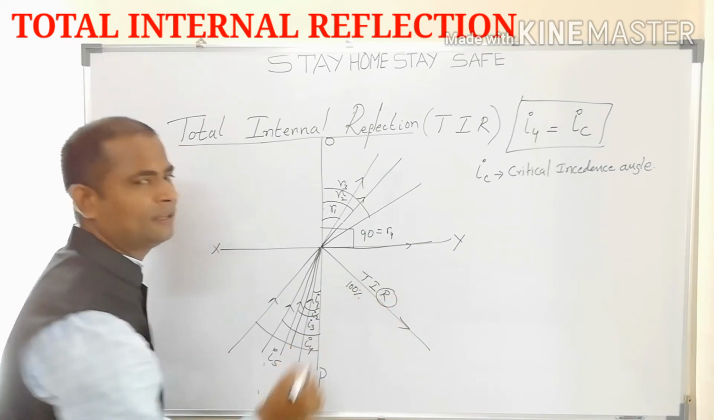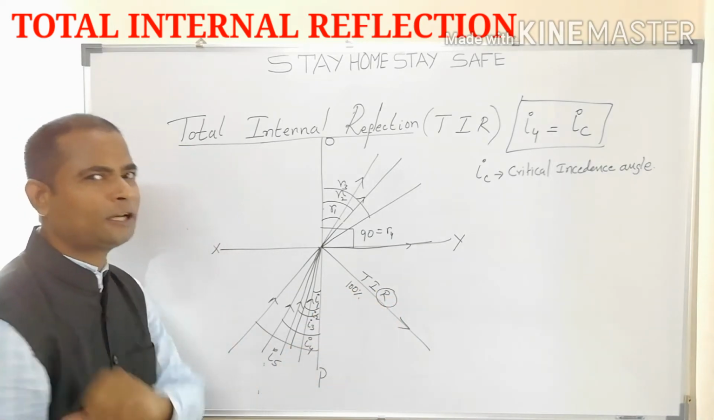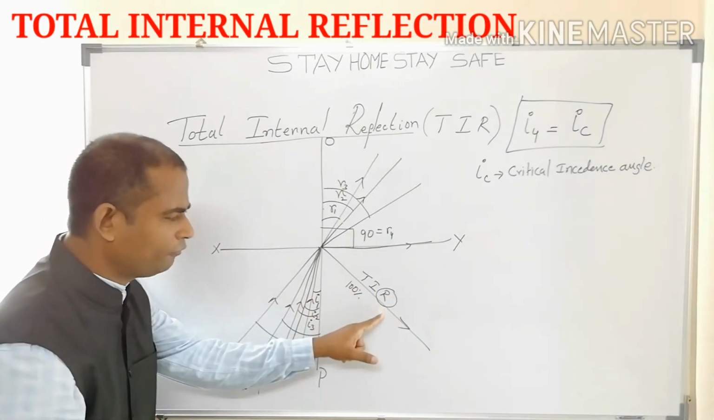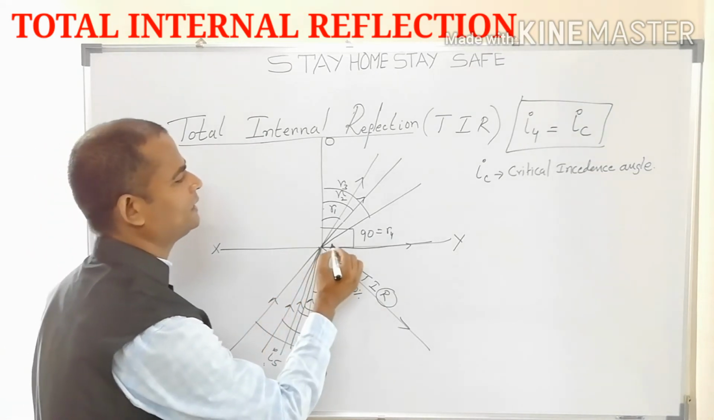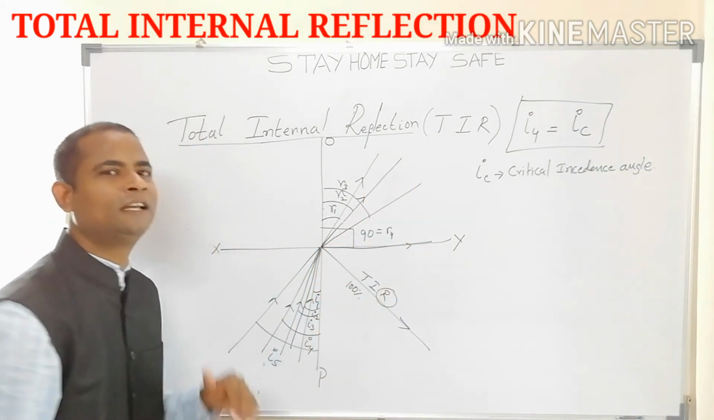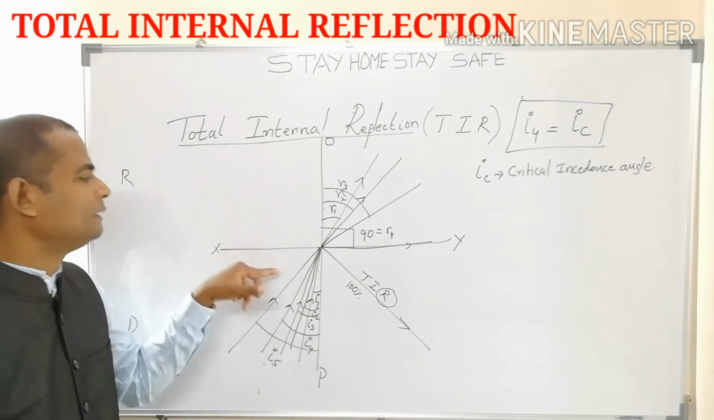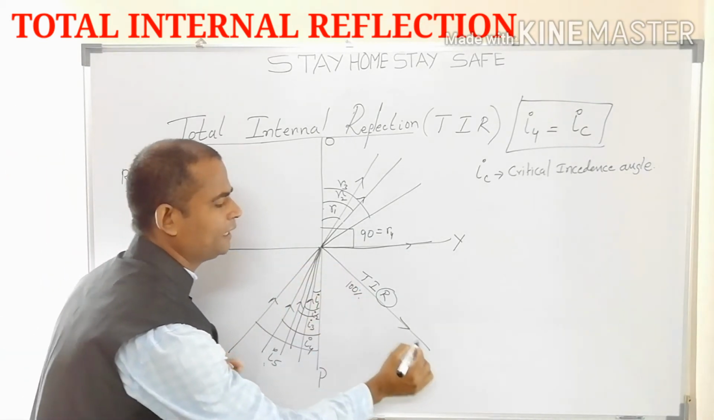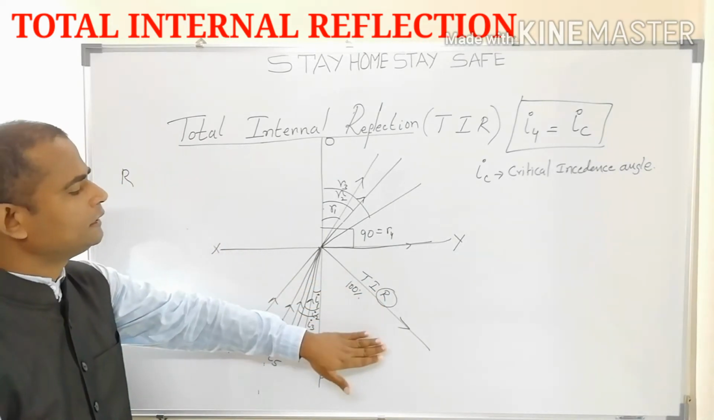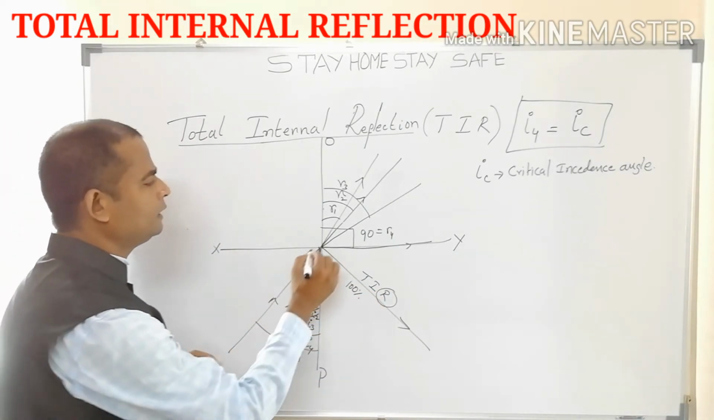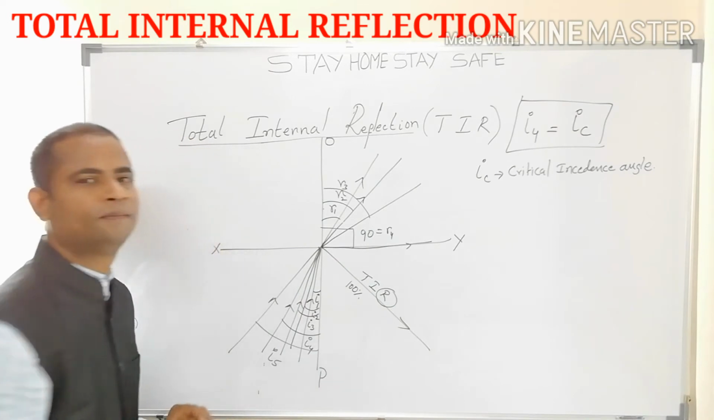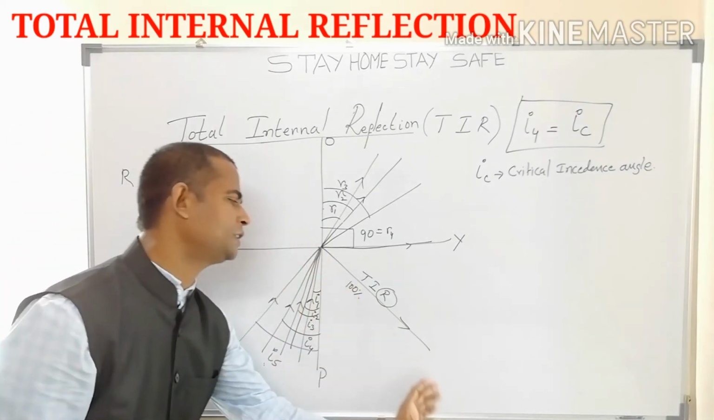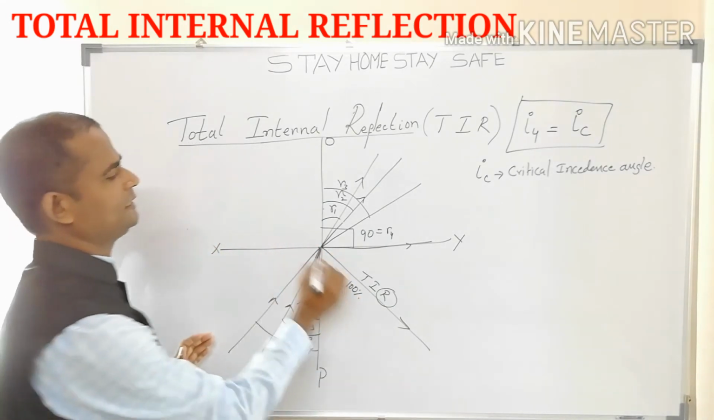Pay attention, it's reflection, not refraction. Why is it not refraction? Because the ray of light is not entering into the other medium, the rarer medium. The ray is still in the same medium, that is, the denser medium. Only the direction of propagation of the ray got changed, but it is still in the same medium.